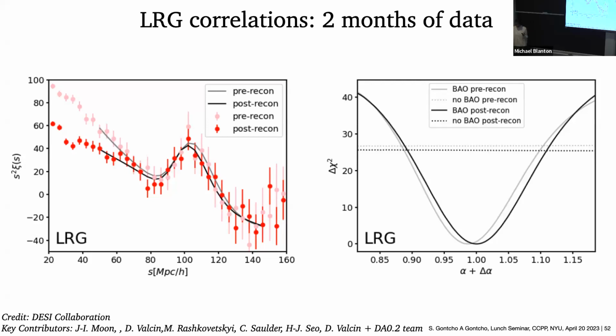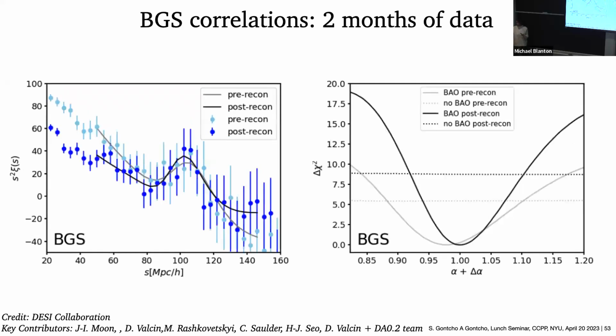Okay. It's a little better for the BGS, right? There's a little more of a difference. Yeah, because it's lower redshift, so there's more nonlinearities, and it's higher density too.